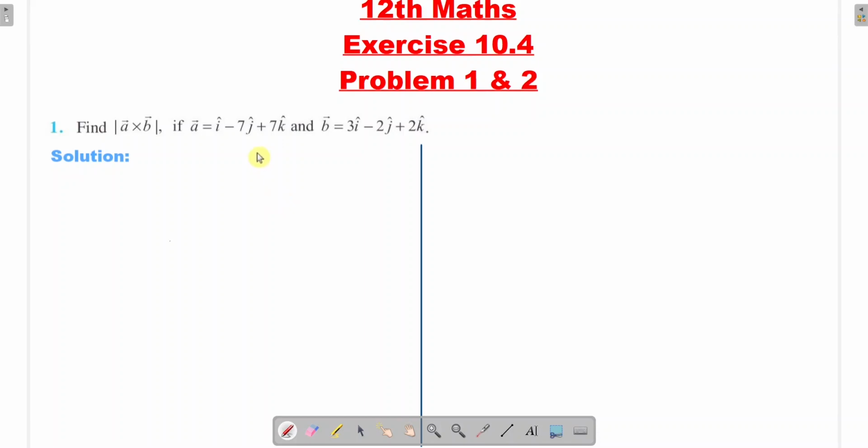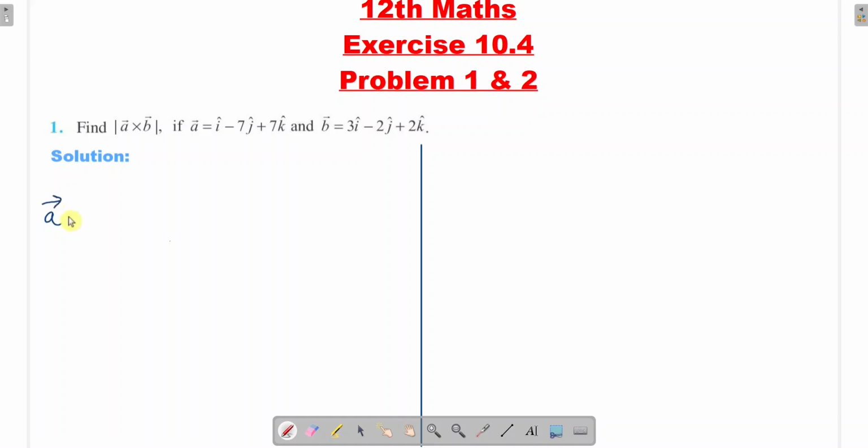In this video we will solve problem 1 and problem 2 of exercise 10.4 of 12th class maths. The first problem here is: find the magnitude of A bar cross product B bar if A bar is equal to i cap minus 7j cap plus 7k cap and B bar is equal to 3i cap minus 2j cap plus 2k cap. Okay. Since we have to find the magnitude of A bar cross product B bar, what we have to first find is A bar cross product B bar.